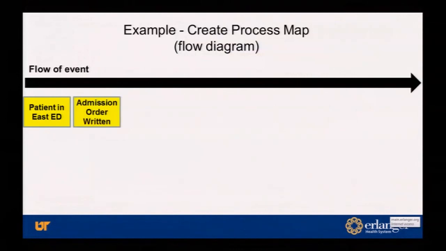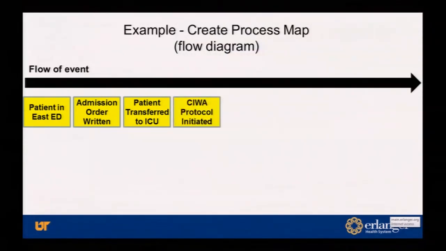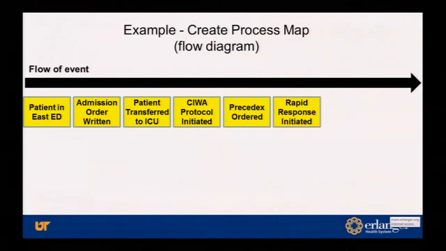So the patient was in the East ED. Admission order was written. Patient transferred to the ICU. CIWA protocol initiated. Precedex ordered. Rapid response initiated. Patient was transferred to BEH. And then patient in the MICU.